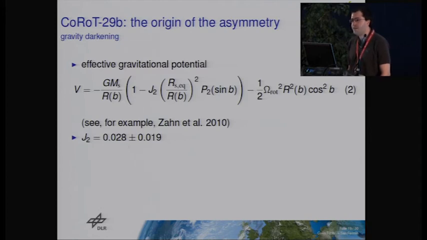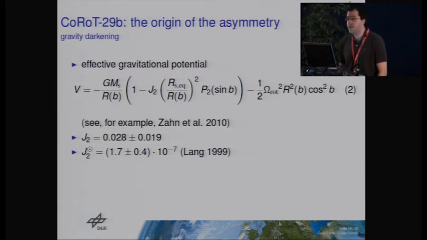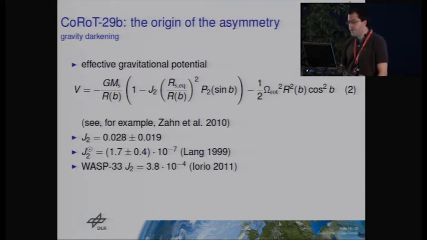I don't know how familiar you are with this value for stars, but actually this is very large. I mean, it's uncomfortably large. For the Sun, it's 5 orders of magnitude smaller. We have observed some rapidly rotating stars, and for example, WASP-33 has been claimed to have something like 10 to the minus 4, which is still 2 orders of magnitude below what we have. So this is actually too large. There is one star that has a J2 value of 0.01. This is Achernar, which is a star that is rotating so fast that it's about to be disrupted.